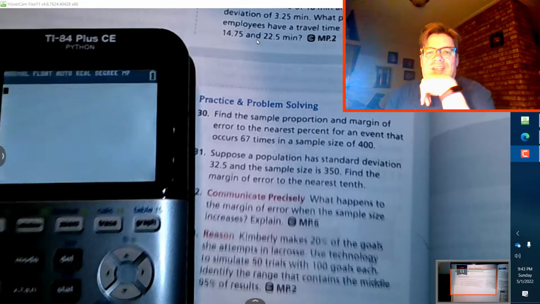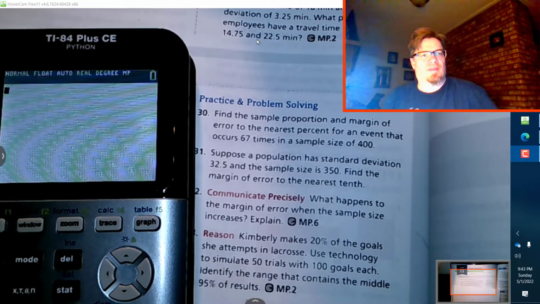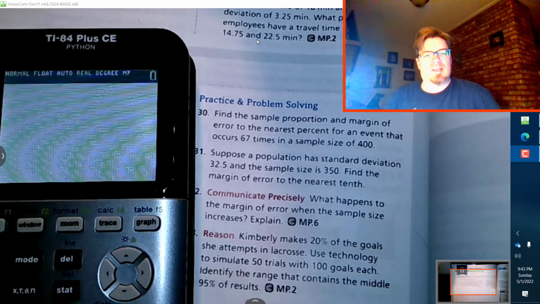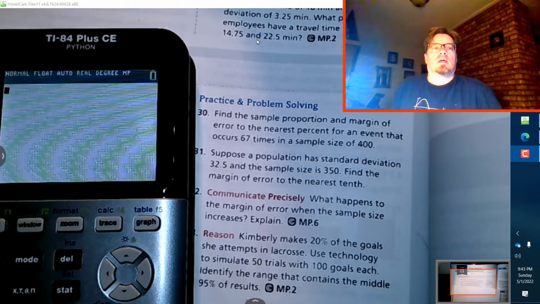Number 30, find the sample proportion. Well, we didn't talk about that, did we? Okay. Well, the sample proportion and the margin of error. Find the sample proportion and the margin of error to the nearest percentage for an event that occurs 67 times in a sample size of 400.